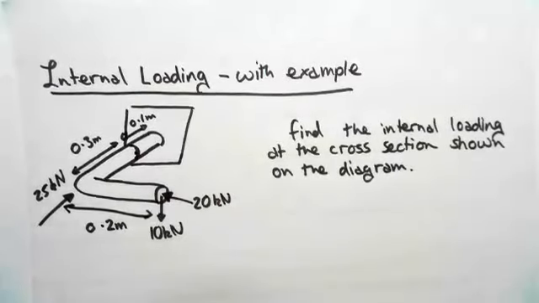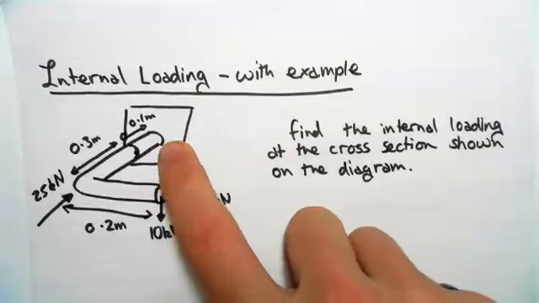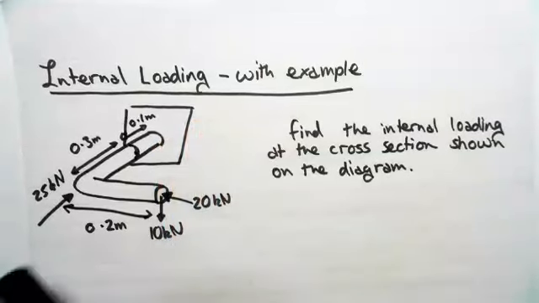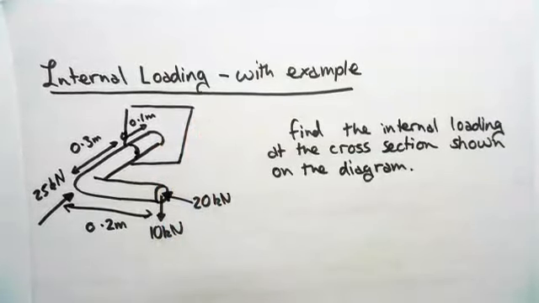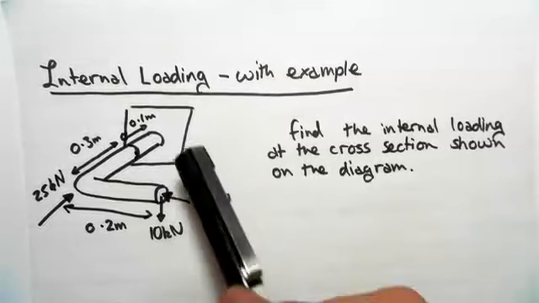In previous tutorials we've seen examples of internal loading and finding it by method of sections or method of joints. Now I just want to look at one that is very similar to method of sections, but it's with a cantilever beam, a cantilever reaction joint against a wall, and then you have a pipe coming out here. So the question asks you to find the internal loading at the cross section shown on the diagram.